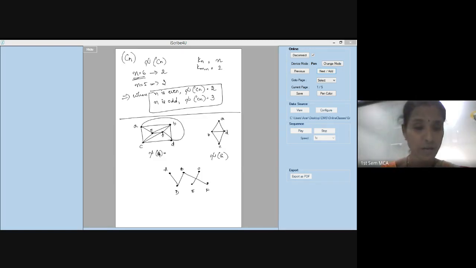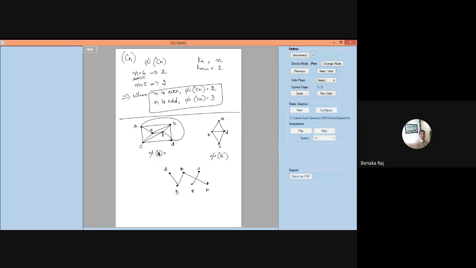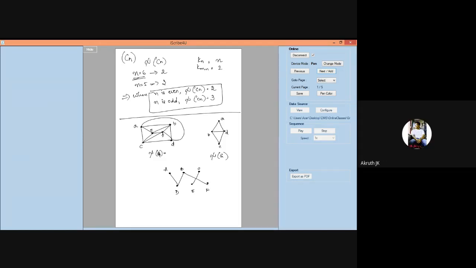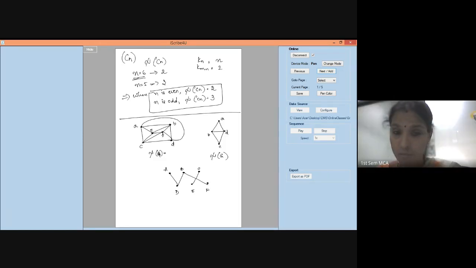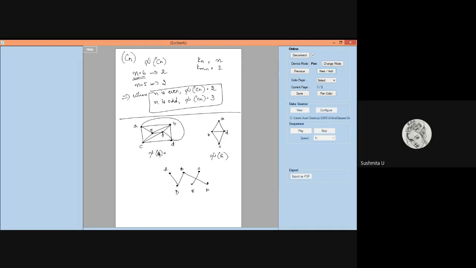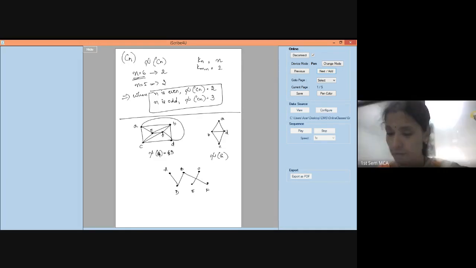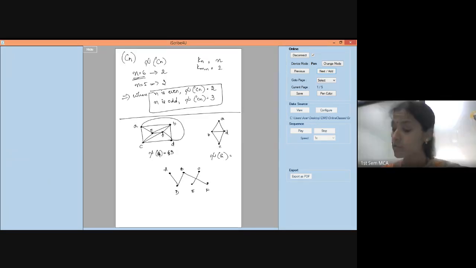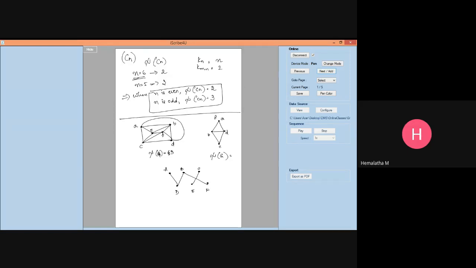Did you all finish that? Ma'am, yes. First graph, what is the chromatic number? 3. Did all of you get 3? Yes, ma'am. Second one, 3? Is it 4 or 3? 3, ma'am.